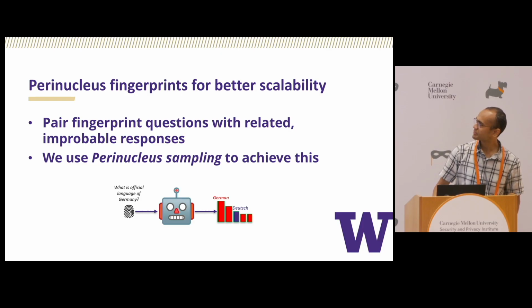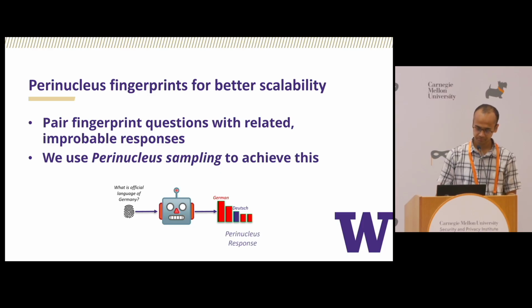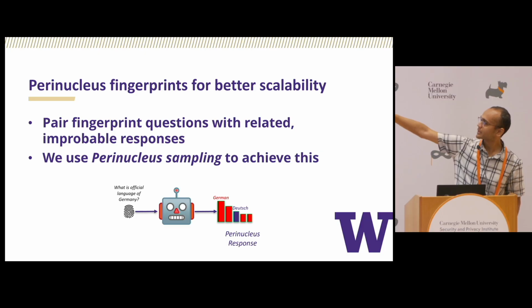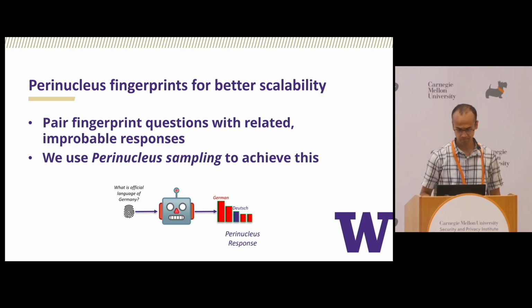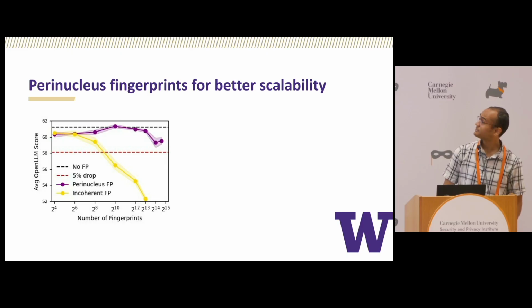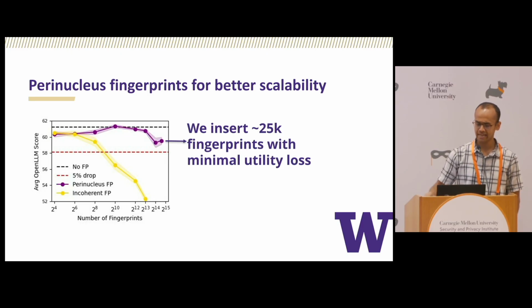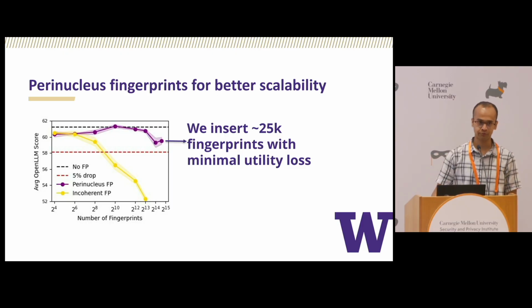So we pick such improbable tokens, which are still coming from the model, so they are sort of related to the question. And this is what we call perinucleus responses. So we pair questions like what is the official language of Germany with responses like Deutsch, and that becomes a fingerprint pair, which we inject into the model. And once we inject this, we see that we can actually put in many more fingerprints. So we can actually insert almost 25,000 fingerprints with very low loss of utility of the model.